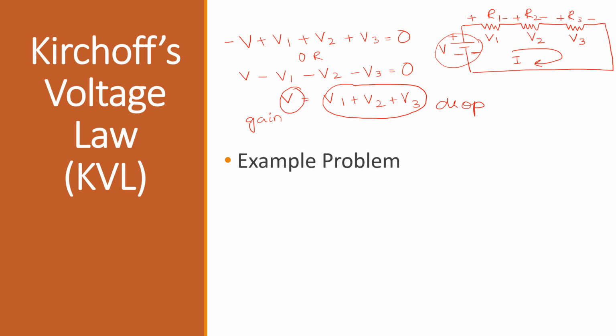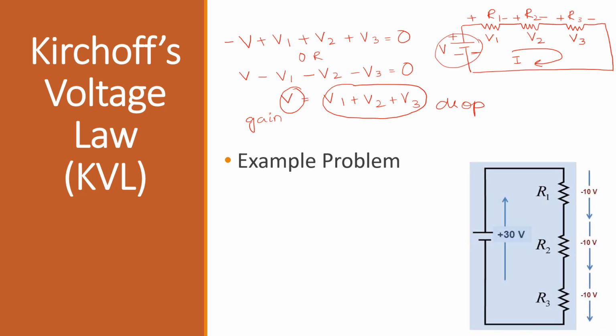Now here we will look at one example problem. Now look at this circuit. As you can see here, the battery is providing 30 volts and there are 3 resistors that are connected in series, and the voltage drop across each resistor is 10 volts. As you can see here, minus 10 volts is representing voltage drop across R1, R2 and R3.